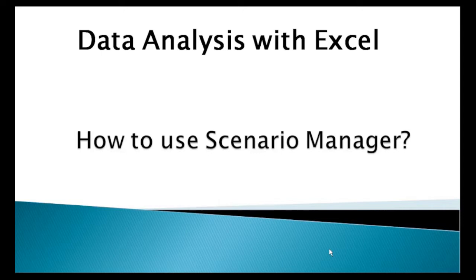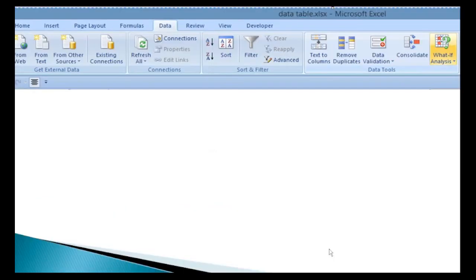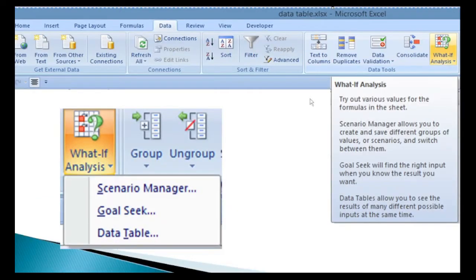When you have multiple variables and you want to see their effect on the final result, and you want to compare between two or more desired sets of data, you can use the scenario manager. It is a functionality in Excel and can be spotted under the what-if analysis. The three tools of what-if analysis are here. In this video, we are going to see the scenario manager.